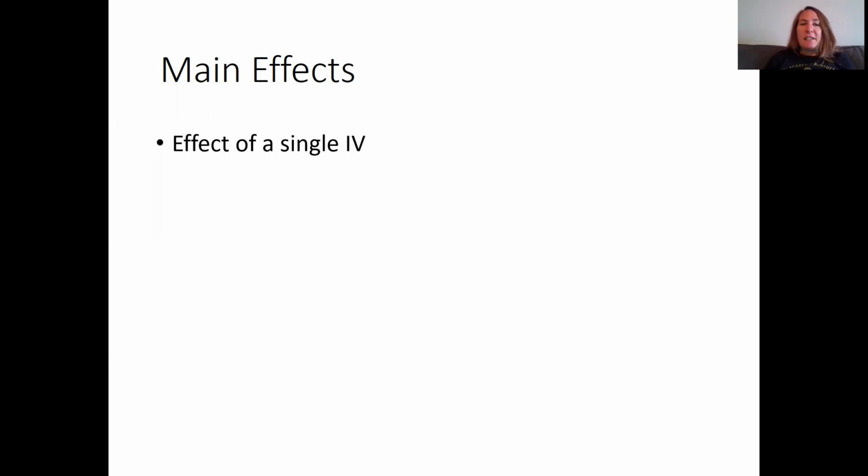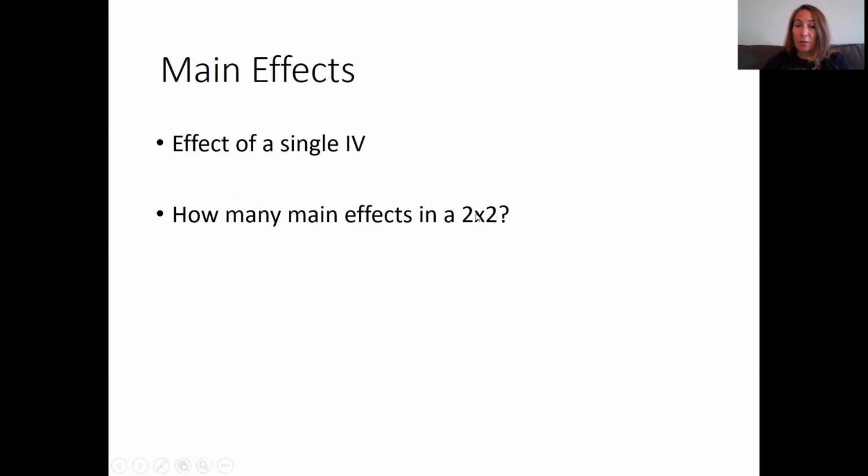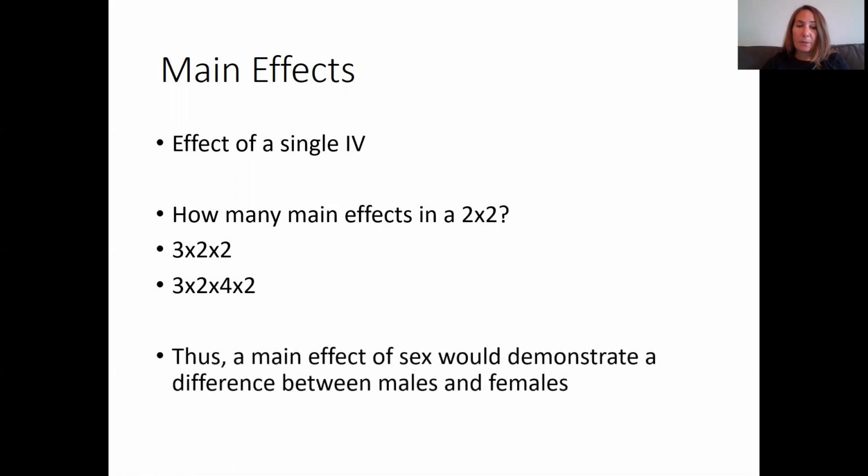So what a main effect is, it is the effect of one single independent variable. So if you have multiple independent variables, you could have multiple main effects. So here we have how many main effects in a 2x2? Well, how many independent variables do you have? You have 1, 2 independent variables. So you have 2 main effects possible. In a 3x2x2, you have 1, 2, 3 independent variables. So you have 3 main effects possible. In this one, you have 4 main effects.